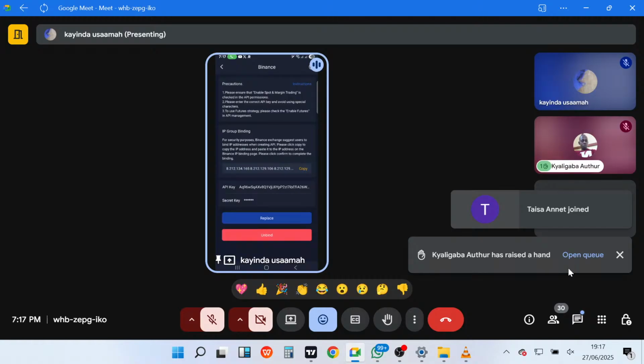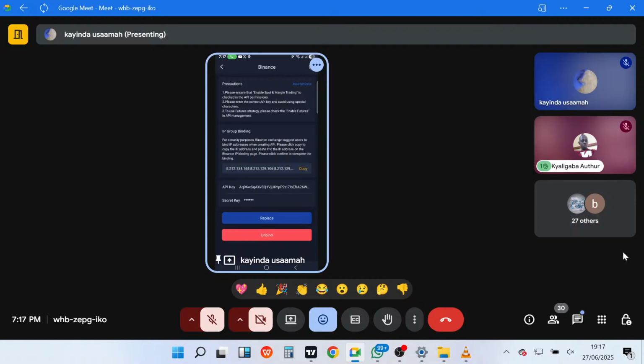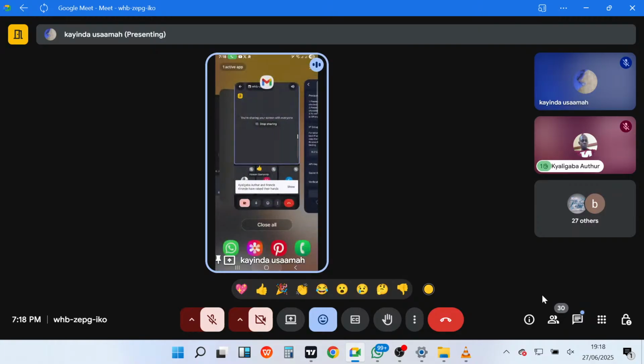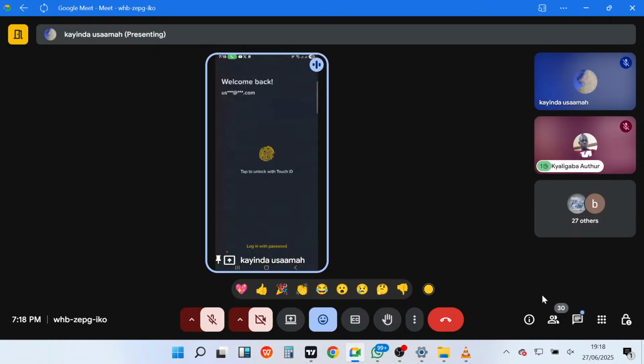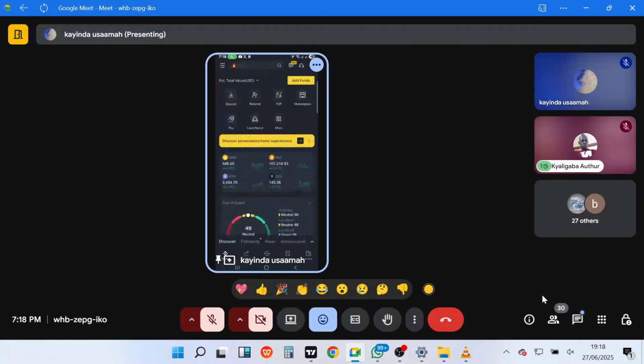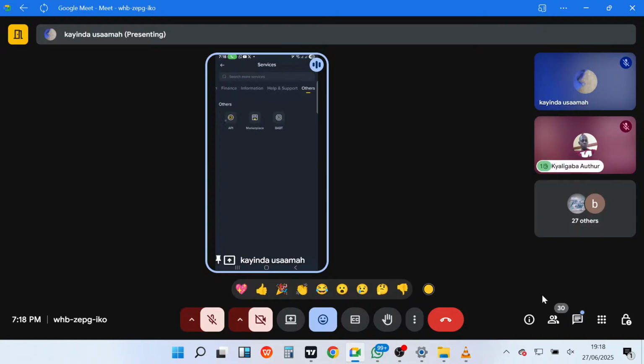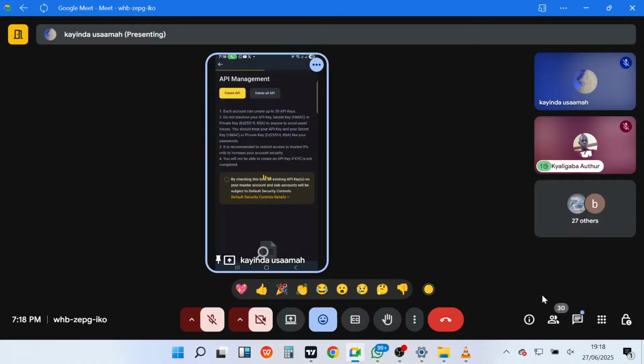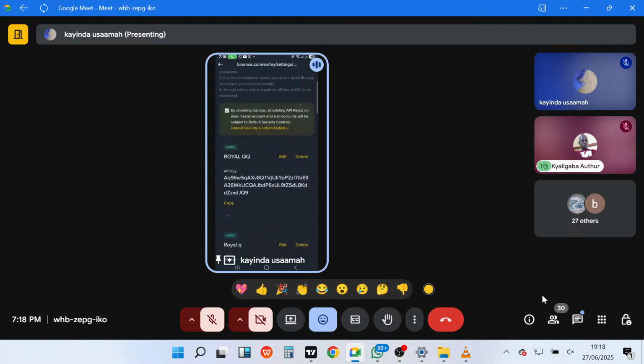If your account has not been active, come here, tap replace, go to your Binance wallet, tap home, tap more, scroll down to your API, and scroll down.